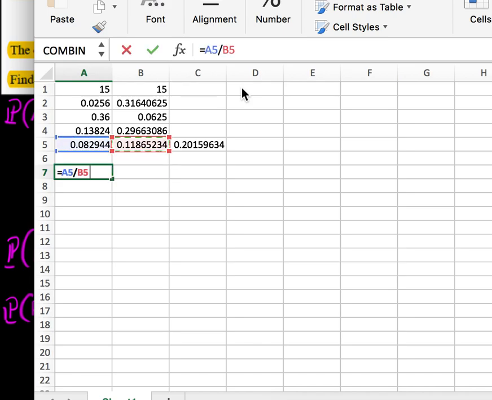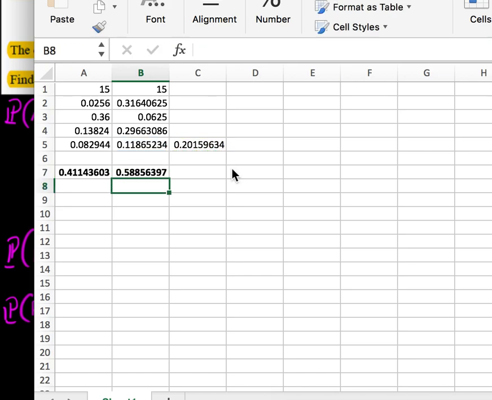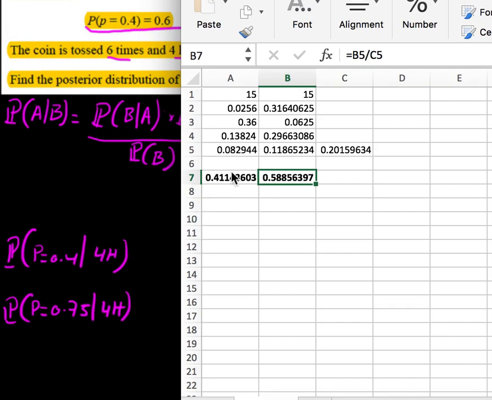Same thing. And then the probability of getting 4 heads, given we've had 6 tosses, where the coin has a 75% chance of getting a heads, gives you this figure. So it's probably more likely that we're using that coin, but either way, that's the answer. That's the posterior distribution of each of these. So you would just take this number here and apply it here, and this number here and apply it there.